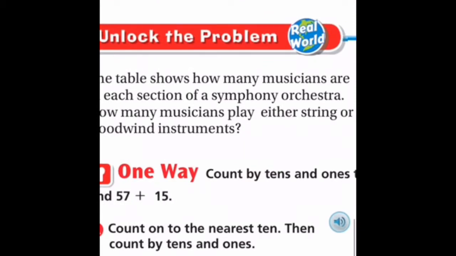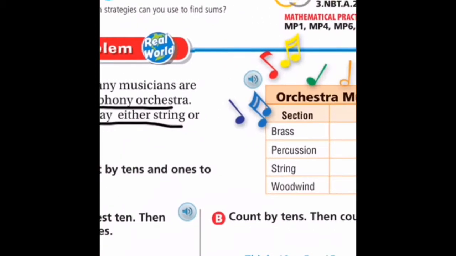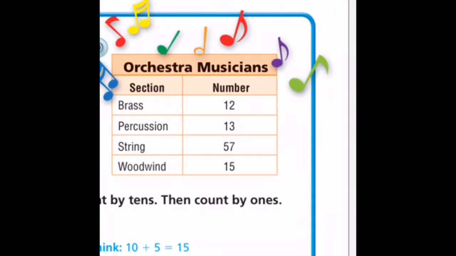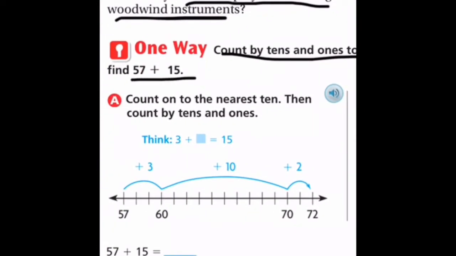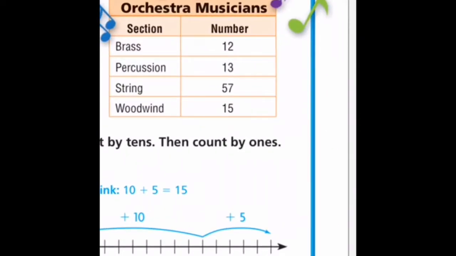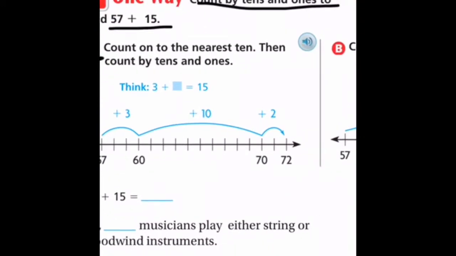Unlock the problem. The table shows how many musicians are in each section of a symphony orchestra. How many musicians play either string or woodwind instruments? Okay. So this is our table that we'll be looking at here. All right. First thing we're going to do is count by tens and ones to find 57 plus 15, and we're doing 57 plus 15 because it asked about string and woodwind instruments. So, A, count on to the nearest 10, then count by tens and ones.